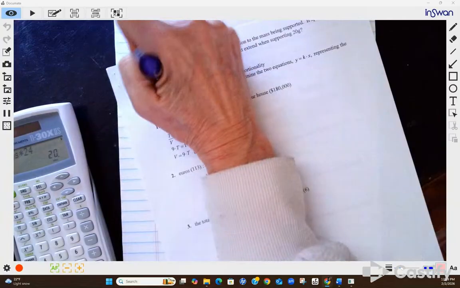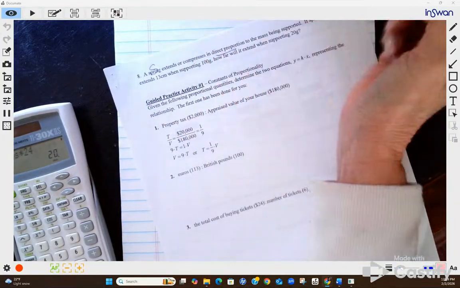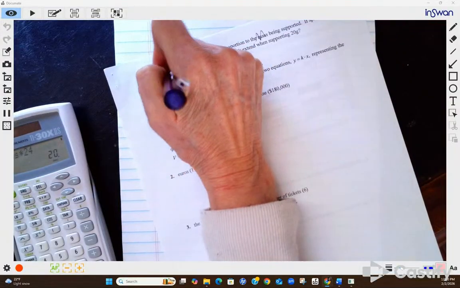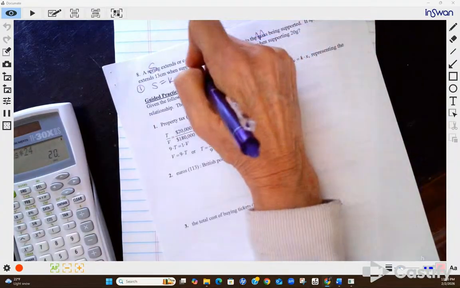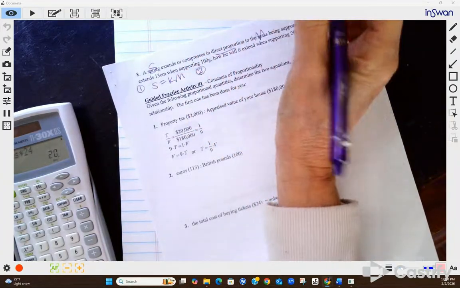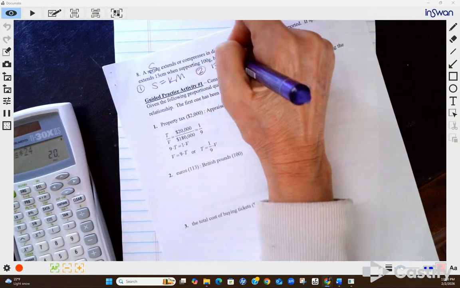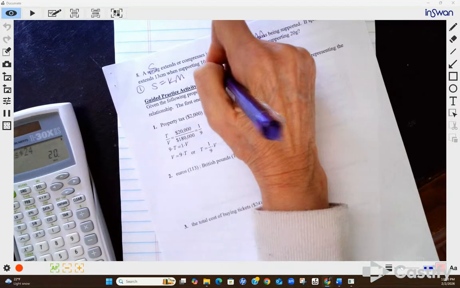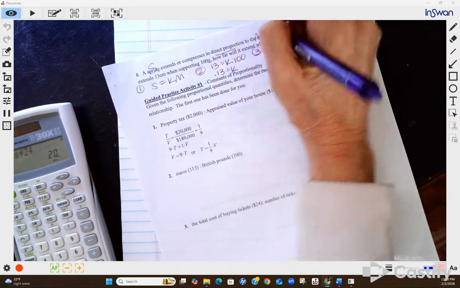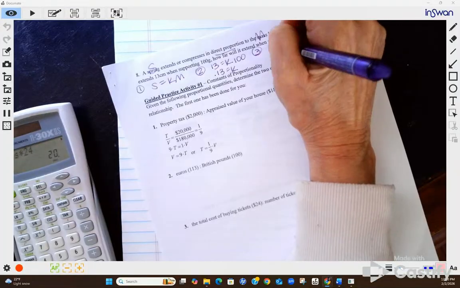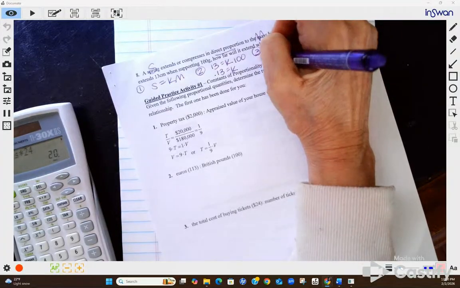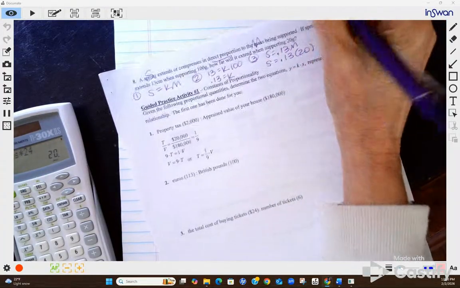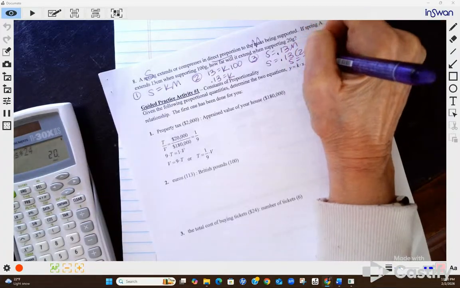A spring extends or compresses in direct proportion to the mass being supported. Spring directly proportional to the mass. If spring A extends 13 centimeters when supporting 100 grams, okay, so 13 divided by 100 is 0.13 for the constant of proportionality. And then how far will the spring extend if it is supporting 20 grams of mass? And you just multiply and you get S equals 2.6.